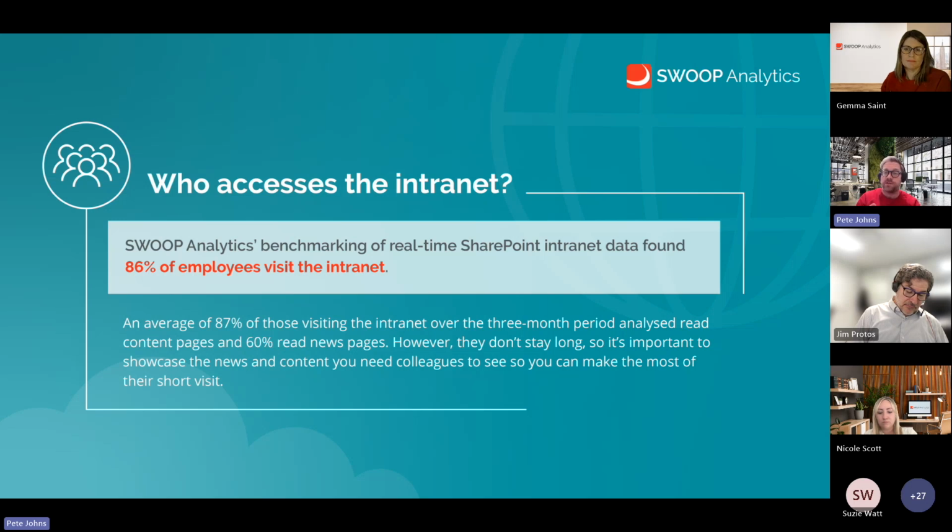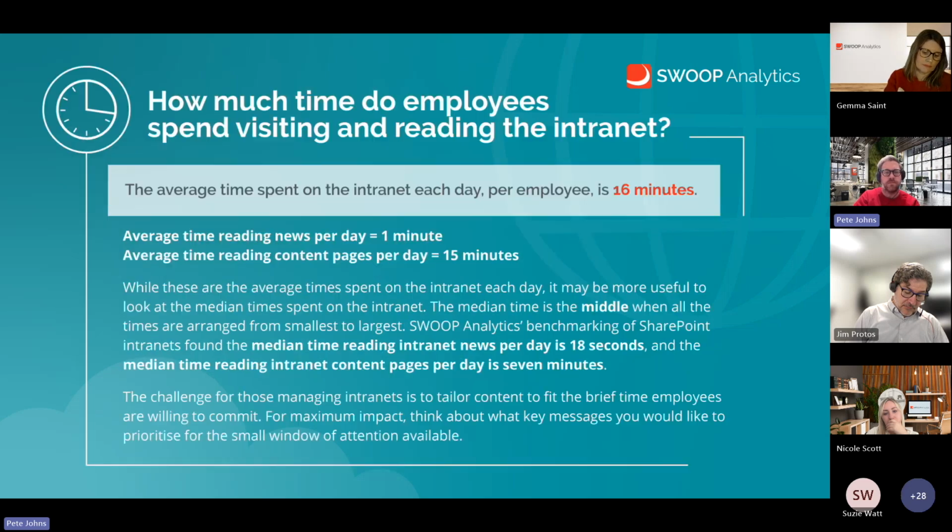What's interesting, though, is of those people, 60% are reading news pages. The other 40% are not reading the news. They're accessing all of the content that's beyond the news. So all 86% are visiting the intranet and looking at content on there, but only 60% of those are looking at news. So it's important to think of this when we're talking about managing a decentralized intranet. We're not just talking about news publishing. We're talking about the whole of the intranet.